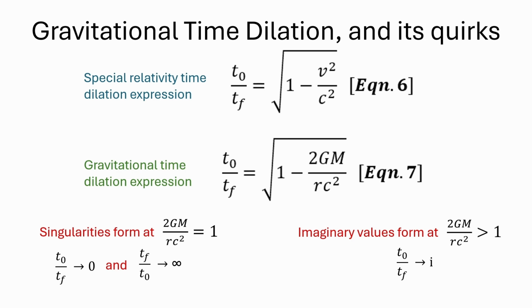Going into some of the constants here, G would be the constant involved in gravity, M would be a mass, r would be some sort of effective radius, and c squared is the speed of light squared. We can also see imaginary values forming in the v squared over c squared expression when it's greater than 1, and t0 over t final would basically be proportional to some imaginary number.